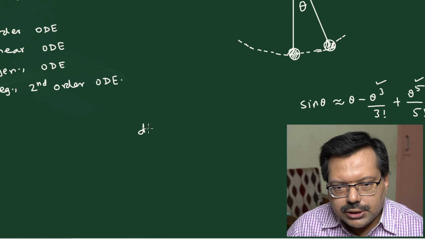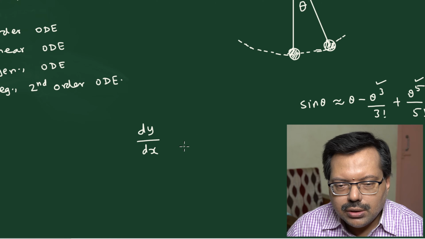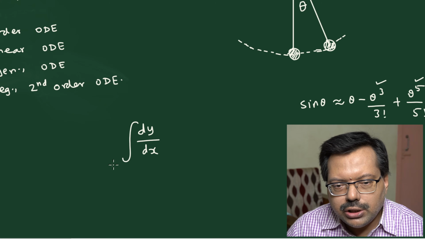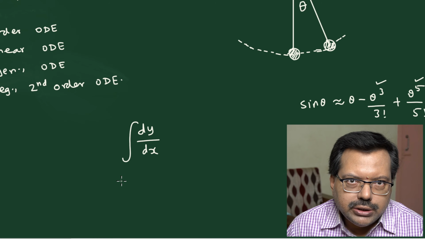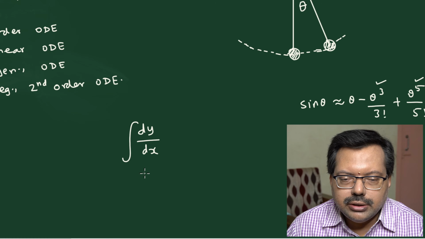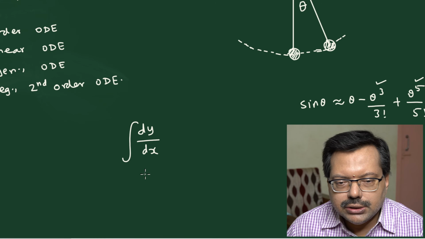If you have an expression like dy by dx, then we say that it is a first order derivative. And if you want to solve this, I have to perform one integration. In principle, that's the meaning. Whether you're able to integrate or not, that's different. But in principle, if you want to remove the first derivative, I need one integration.